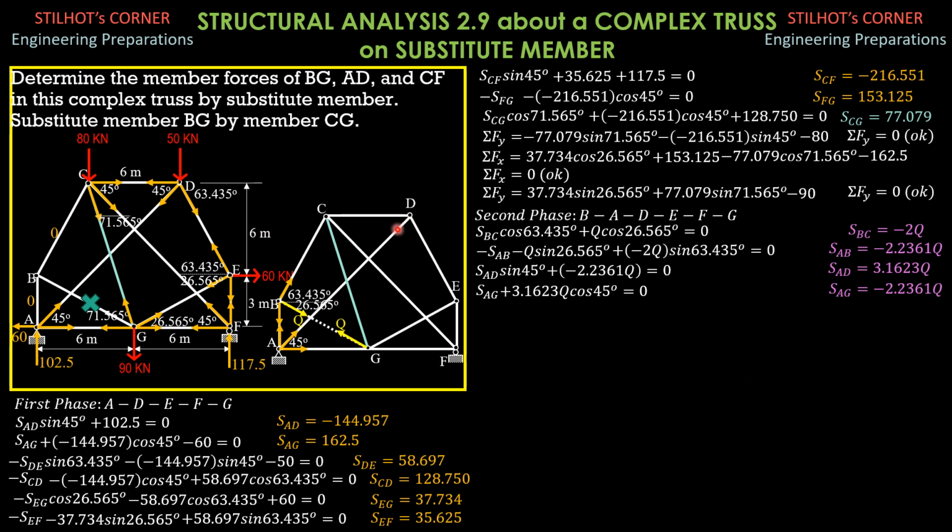Summation of forces horizontal equals 0: negative SCD, then negative of SAD, so negative of 3.1623 Q cosine 45, then plus SDE, so plus quantity negative 2.5 Q cosine of 63.45 degrees equals 0. So SCD in terms of Q is equal to negative 3.3541 Q.